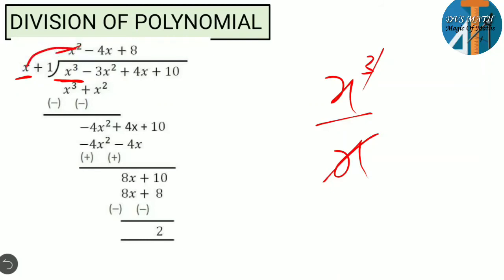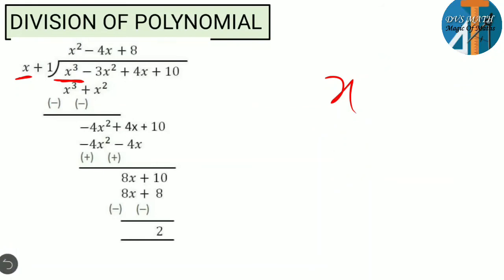x square into x, x cube. x square into plus 1, x square. So what is our next step? Changing the sign. That means here plus x cube is there, change it to minus. Plus x square is there, change it to minus. So now what is the next step?